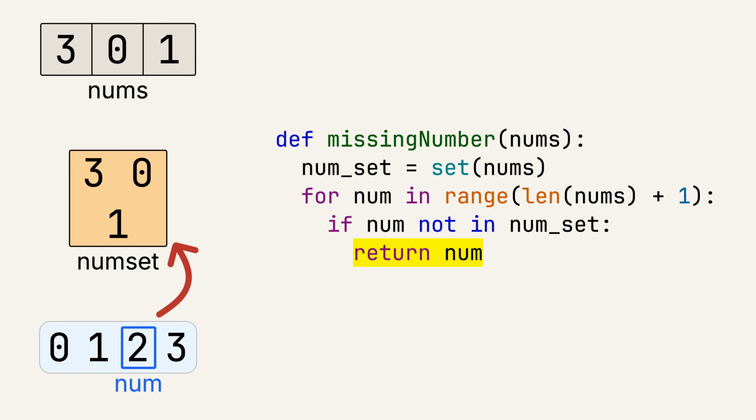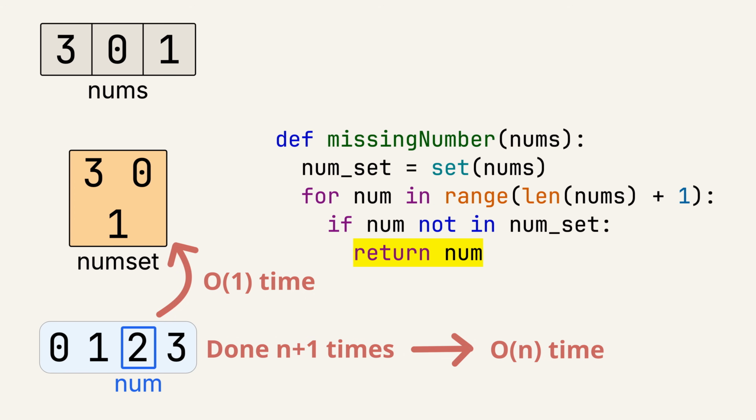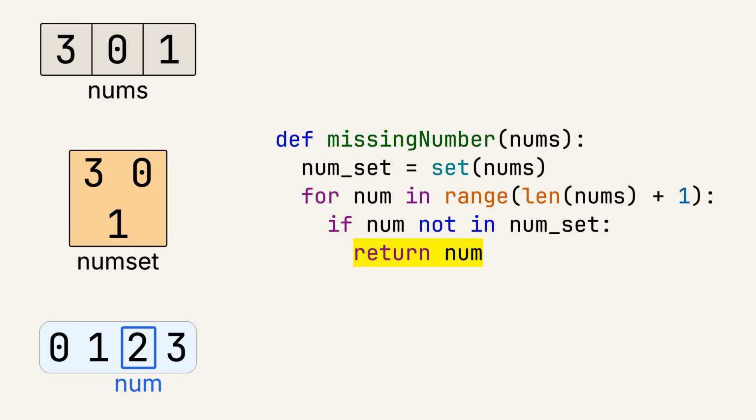Each set lookup runs in O(1) time, and we must do this for each number in the full range, so this runs in O(n) time. This is pretty good, but the problem is that the set will always contain n elements, which means this also runs in O(n) space.